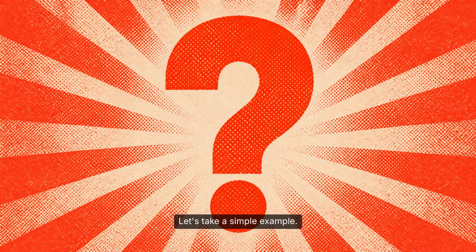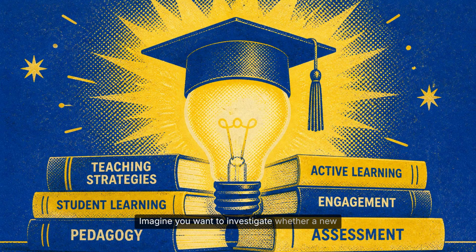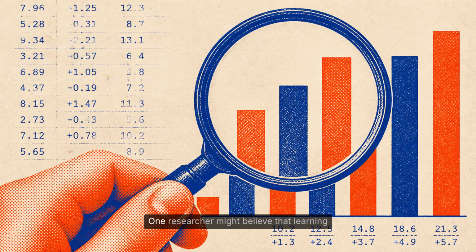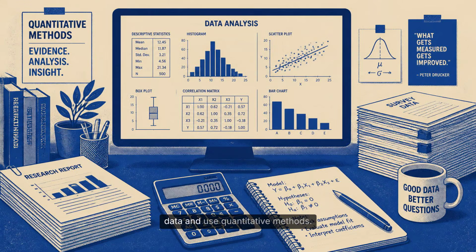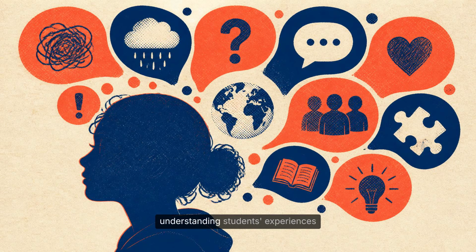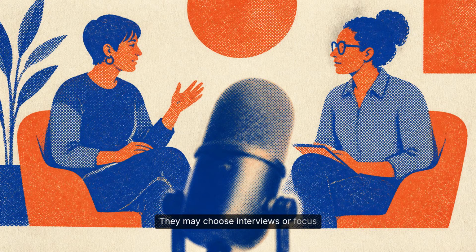Let's take a simple example. Imagine you want to investigate whether a new teaching strategy improves student learning. One researcher might believe that learning can be measured objectively through test scores and statistical analysis. They would probably collect numerical data and use quantitative methods. Another researcher might believe that understanding students' experiences is just as important as measuring outcomes. They may choose interviews or focus groups to explore how learners experience the teaching strategy.